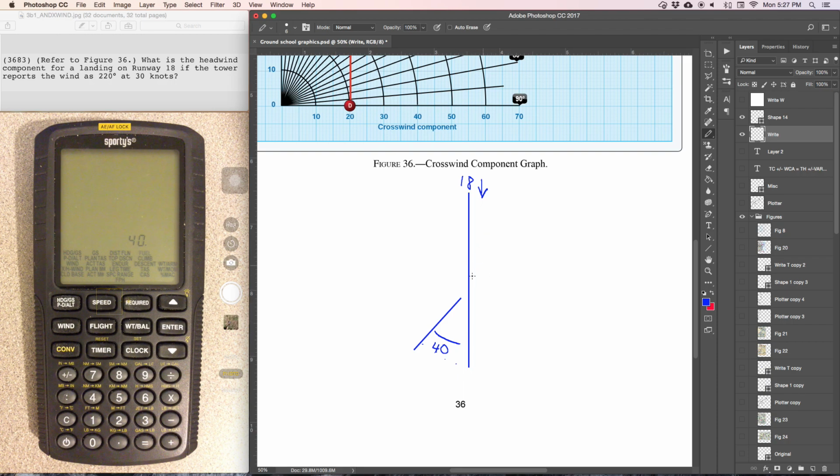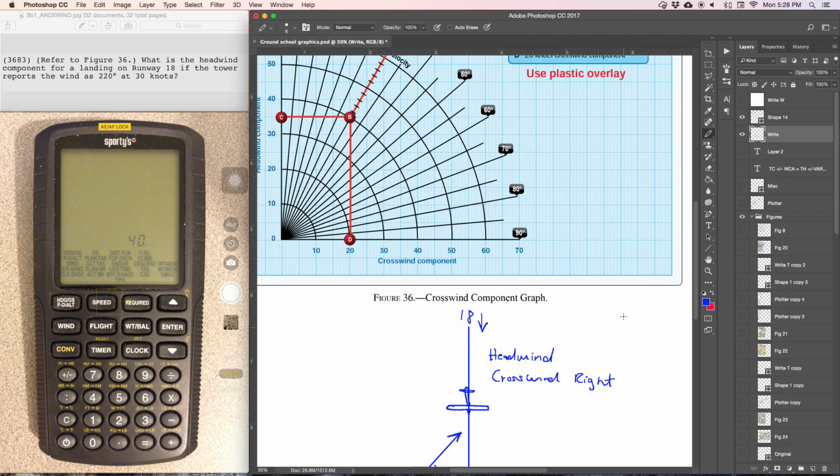So what we can see is that with the wind coming out of this direction, if we are landing on runway 18, we can easily see that we're going to have a headwind and the crosswind as we're landing. Here's our airplane. Tail. Propeller. The crosswind is going to be coming from the right side of the aircraft. So I like to draw these out first because it gives me more of a confirmation of what the E6B may be telling us also.